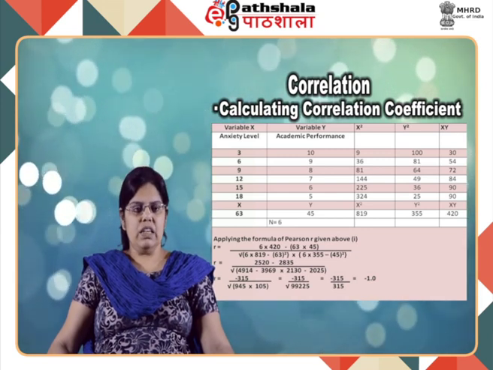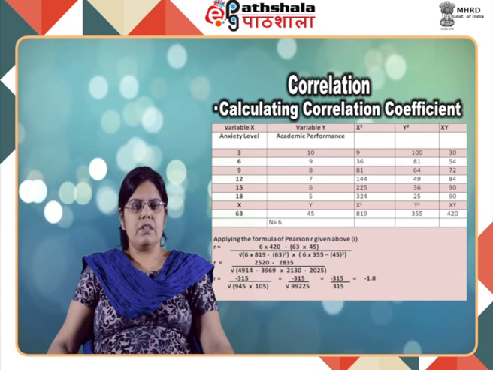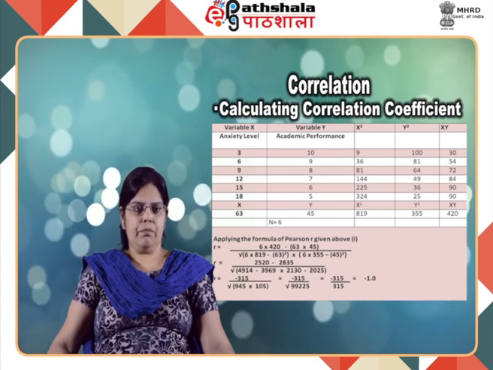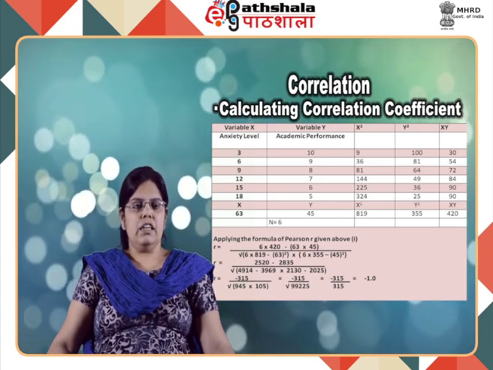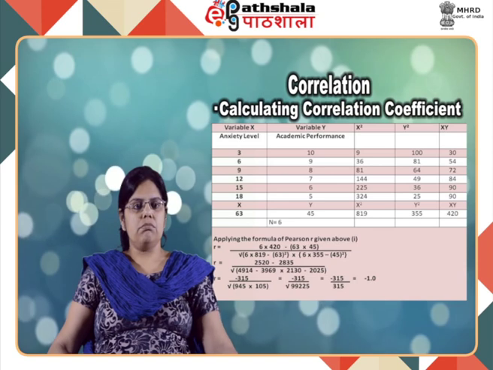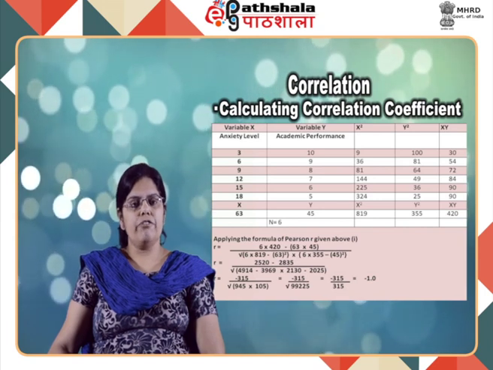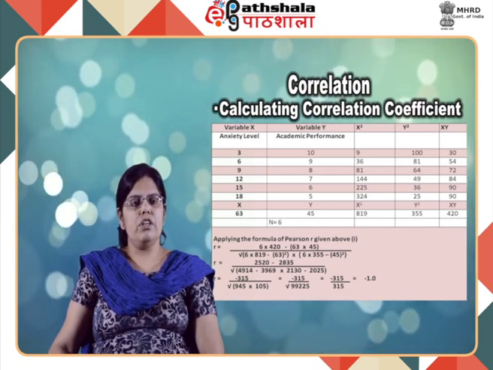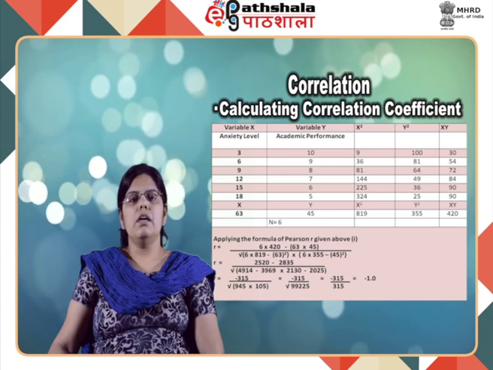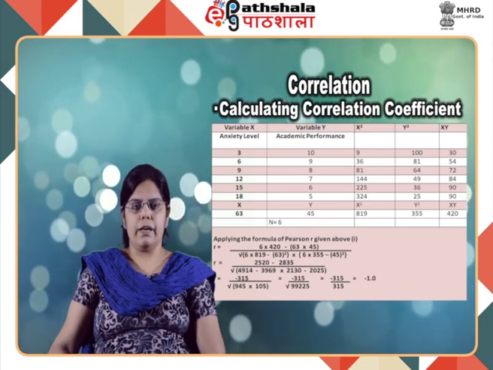Sigma x is 63, sigma y is 45, sigma x square is 819, sigma y square is 355 and sigma xy is 420. Applying the values in the formula of Pearson given above, the calculation of correlation coefficient r in this case is -1. Thus, there exists a perfect negative correlation of -1 between variable x and variable y.